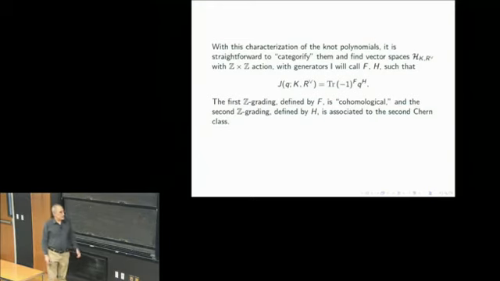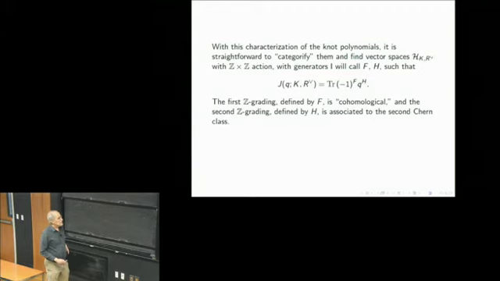Now, with this characterization of the knot polynomials, we can explain how to categorify them and find vector spaces, curly H, that depend on the knot K and the representation, and that have a bigrading. I wrote Z times Z action, but that's a loose way of speaking. I should have said Z times Z grading, but that also is loose because one of the Z gradings is really a Z torsor, as I said. But roughly speaking, the vector space has a Z times Z grading.